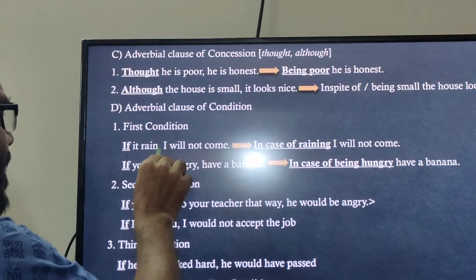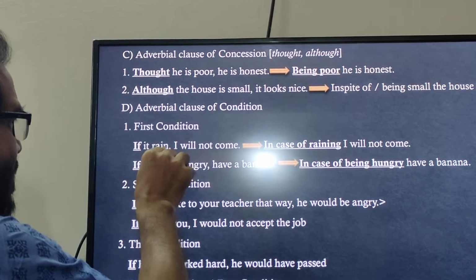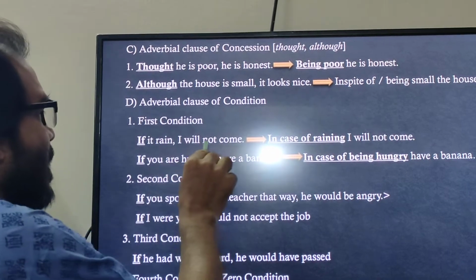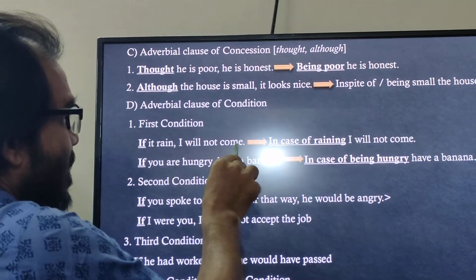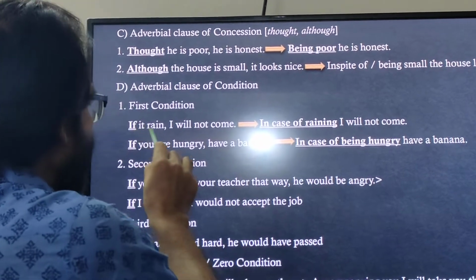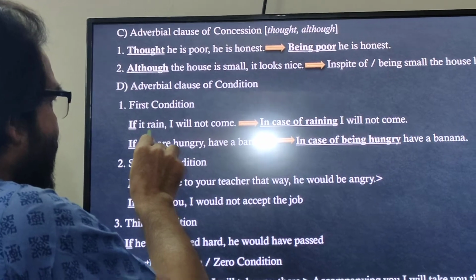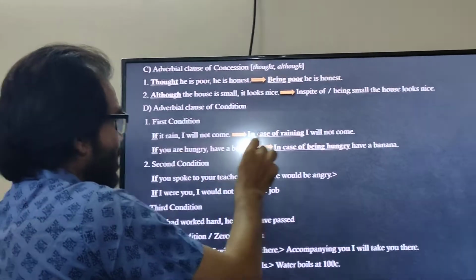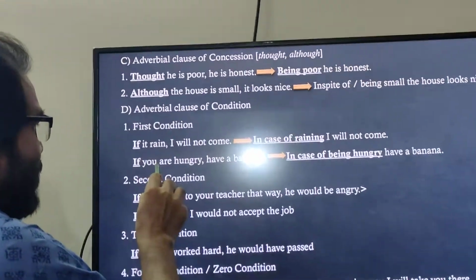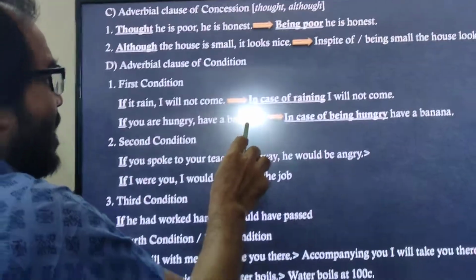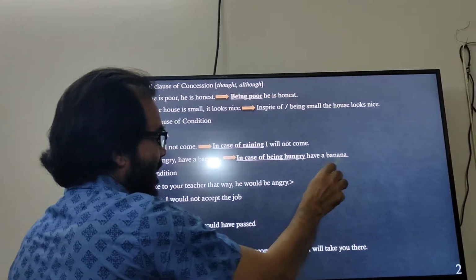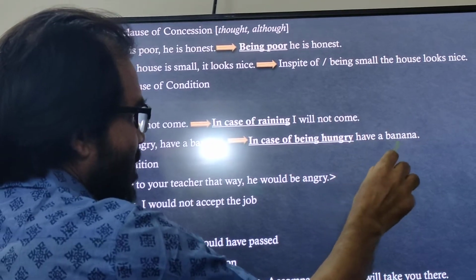If it rains, I will not come. In case of raining, I will not come. If it rains, this conditional clause is changed into a condition phrase, in case of raining. Second sentence: if you are hungry, have a banana. In case of being hungry, have a banana. So this portion is changed into a simple sentence.